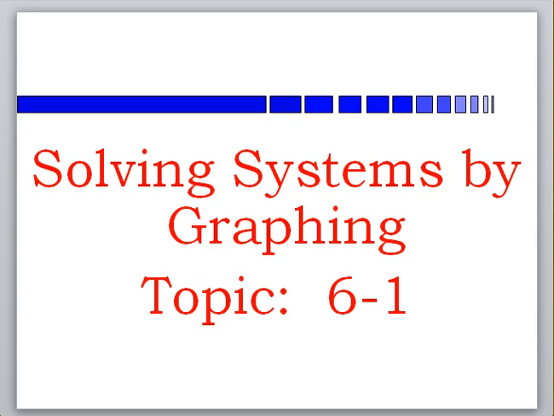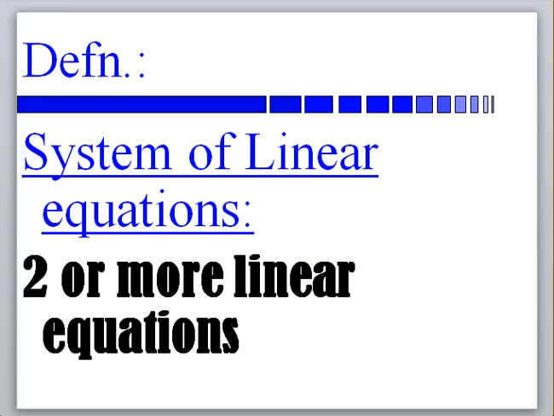We're beginning to solve systems, and today we're going to be doing that by graphing. There are two other methods that we'll be using to solve systems of equations, but right now today we're only going to be using graphing. So what is a system of linear equations? Well, a system of linear equations is two or more linear equations.